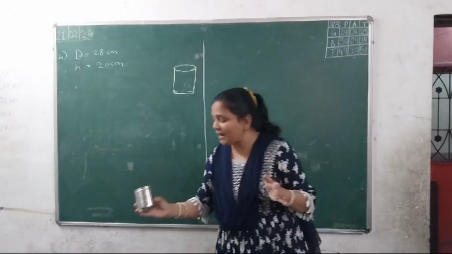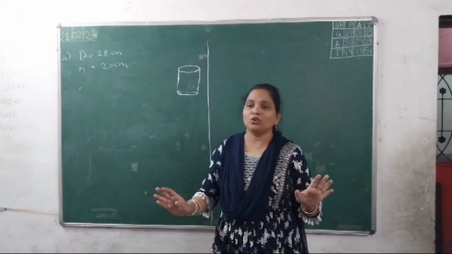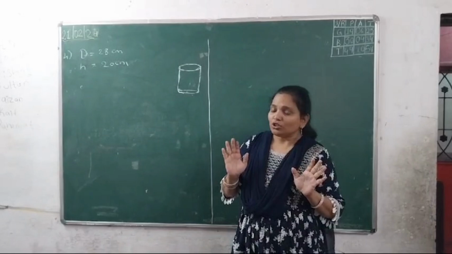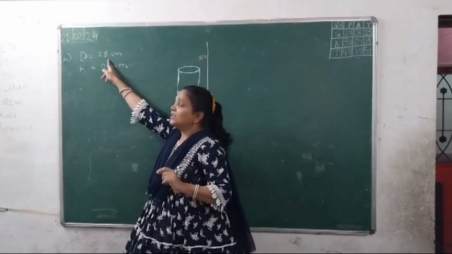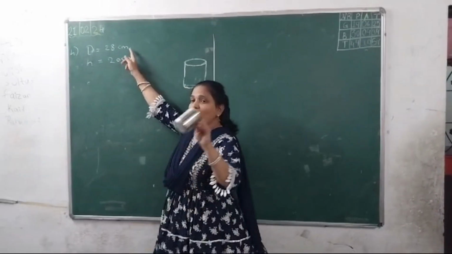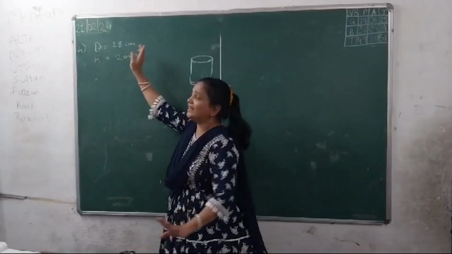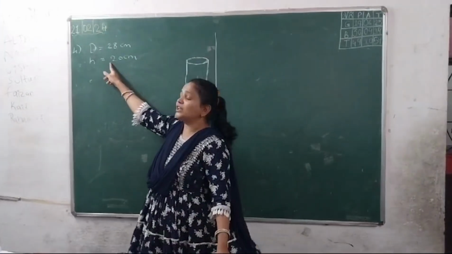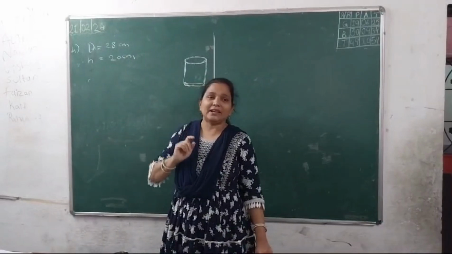So how much metal sheet is required? That we don't know. That only we have to find here. So they have given us the diameter. The diameter of this metal container is given, that is 28 centimeter, and they have also given us the height, that is 20 centimeter.